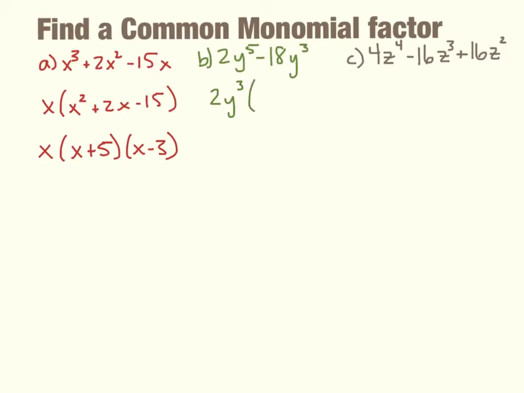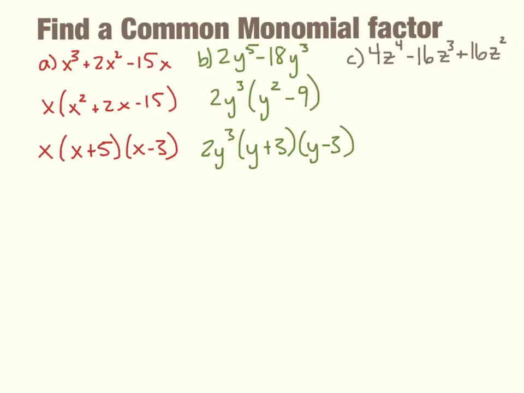So now, you just divide each of these things by 2y cubed. 2 divided by 2 is 1. Y to the 5th divided by y cubed leaves me with y squared. And then negative 18 divided by 2 is negative 9. And we took away all the y cubes. So now, y squared minus 9. Again, we have a difference of two squares. So it's 2y cubed times y plus 3 times y minus 3.